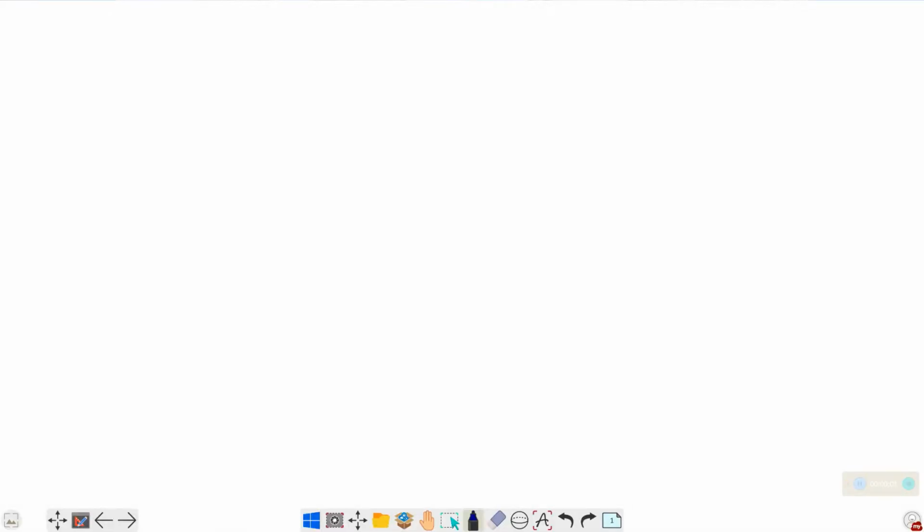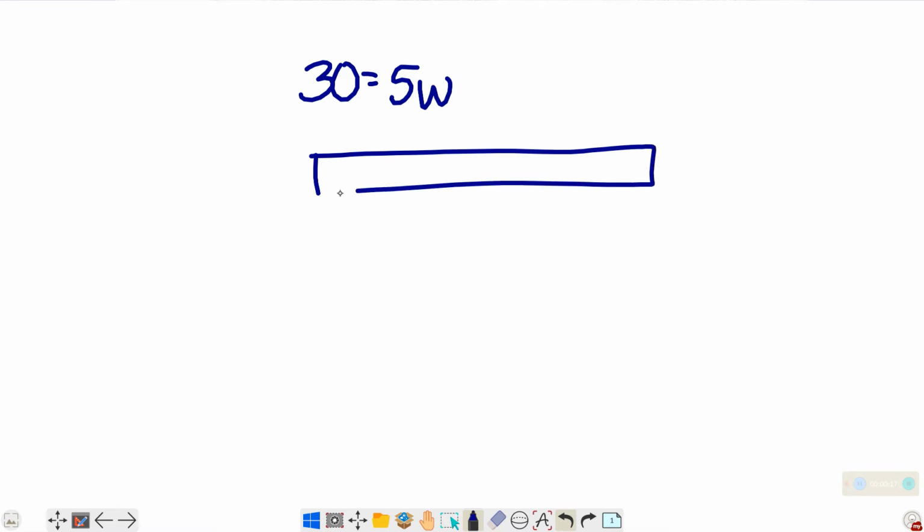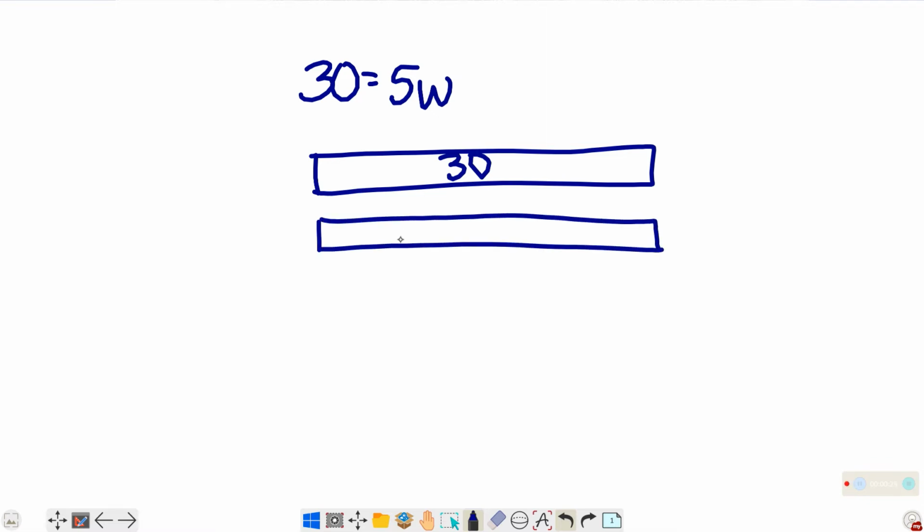So it says use a tape diagram to calculate the solution of 30 equals 5W. So we're going to create a tape diagram with 30. And then since it's equal, we want them to be the same size. And we need to fit 5 W's inside of it.